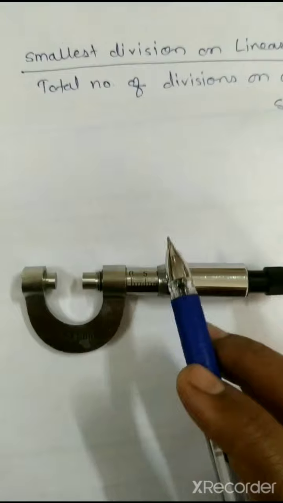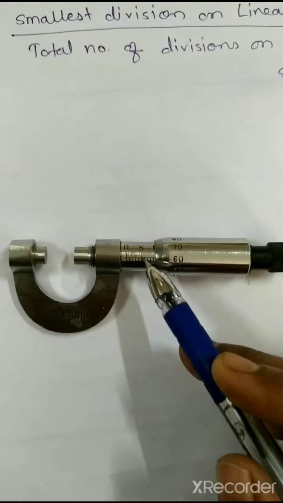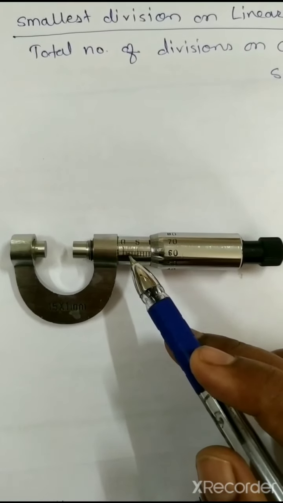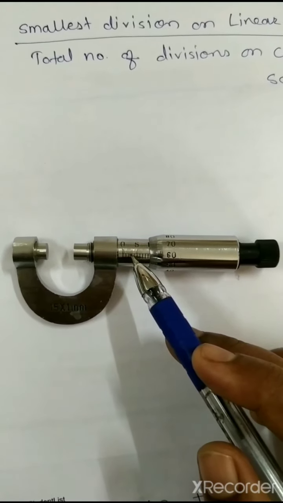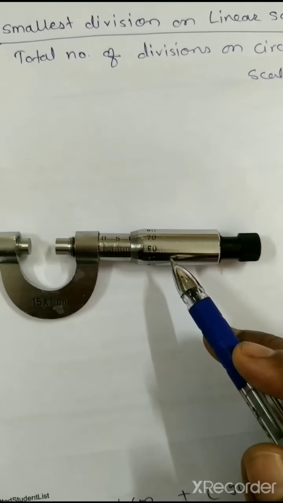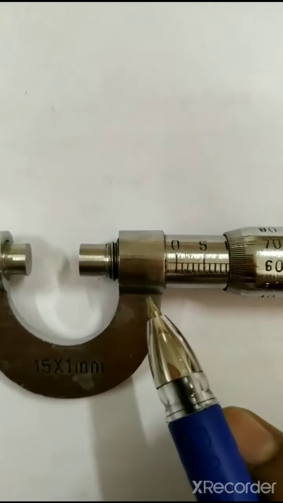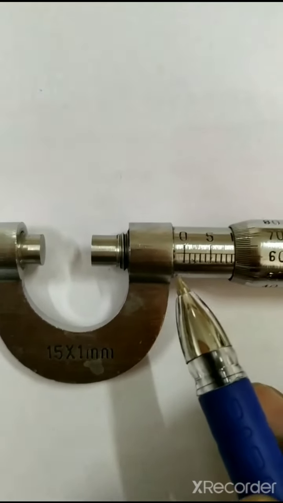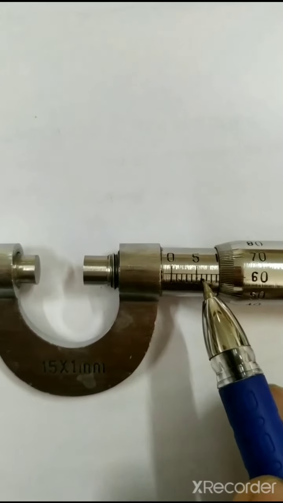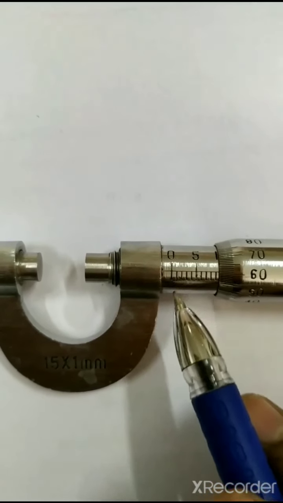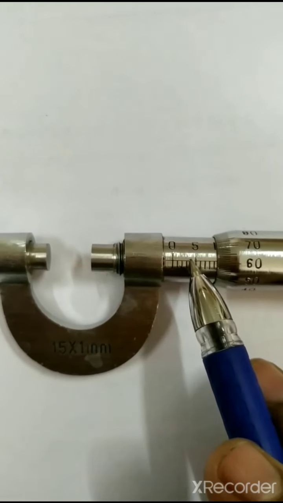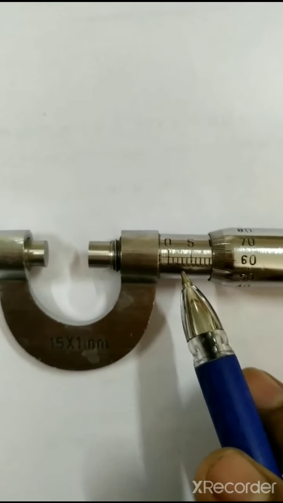Now we have to calculate the smallest division on a linear scale. Means each value of division first we have to calculate, and that is the smallest division on a linear scale, and then we have to calculate the total number of divisions on a circular scale. See the smallest division: 0, 1, 2, 3, 4, 5, 6, 7, means each division value is 1 mm. So the smallest division on a linear scale will be 1 mm.